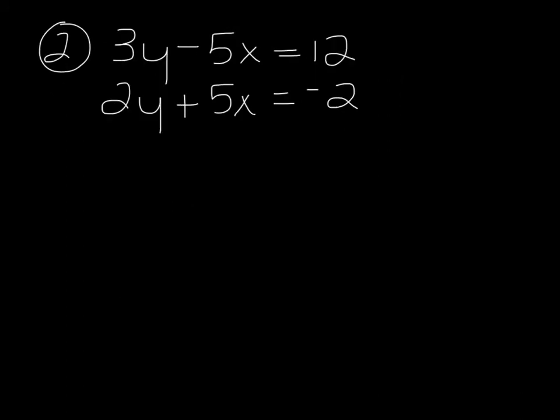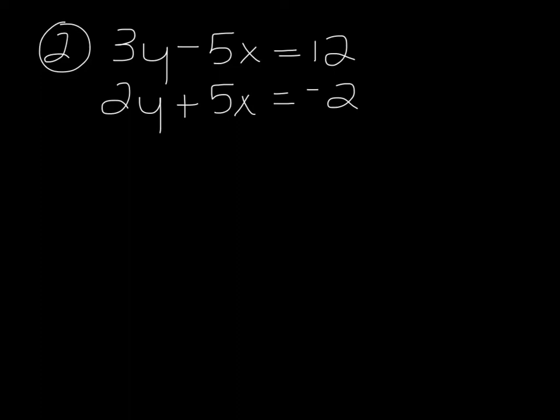All right, let's look at another example here. We have 3y minus 5x equals 12 and 2y plus 5x equals negative 2. So there's our two equations. Neither one is in slope-intercept form, so we want to think about using elimination because it's not going to be easy to substitute one equation in for the other one.